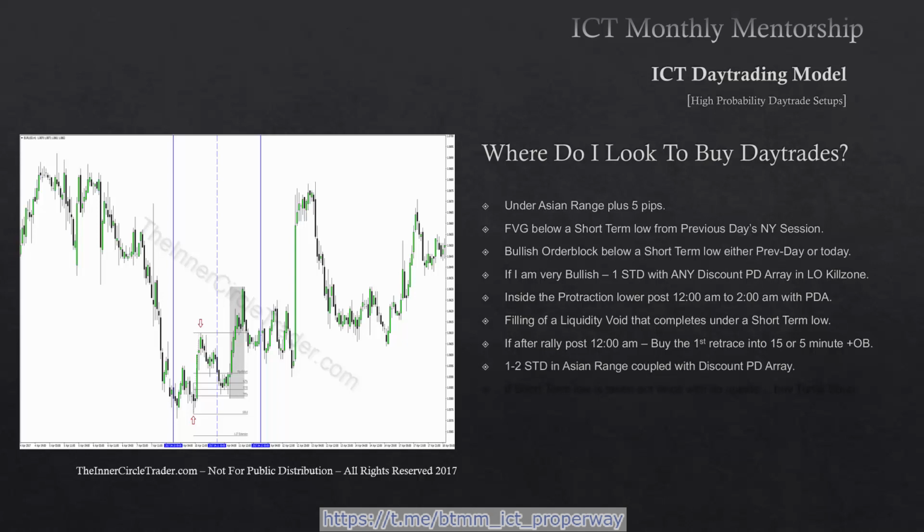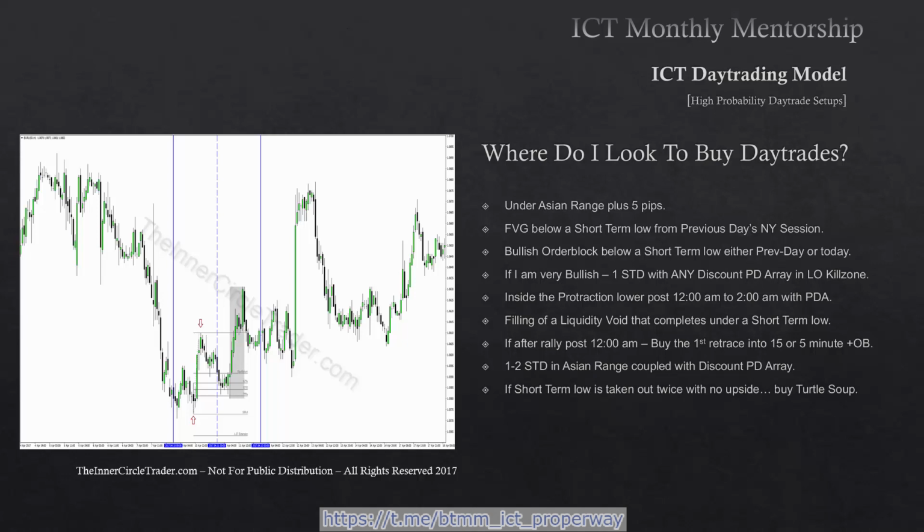1 to 2 standard deviations in the Asian range coupled with a discount PD array. In other words, I'm looking for 1 or 2 standard deviation drops of the Asian range, total range, down, and it's going to be overlapping with a discount PD array. So I'm blending those two.